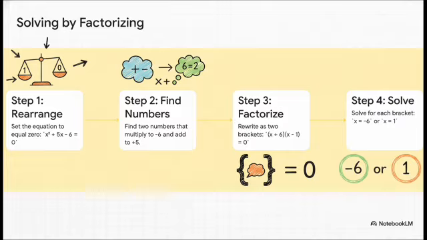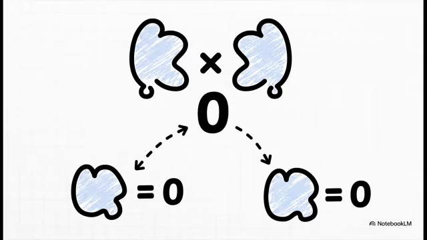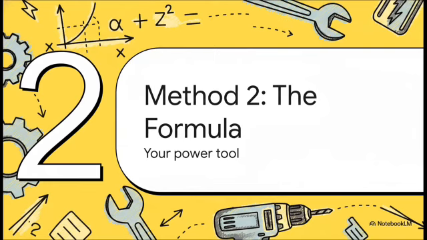Two answers. So why does that last step even work? Why can we just split the brackets up? Well, it's all because of this really simple but powerful idea called the zero product rule. Think about it. If you multiply two things together and the answer is 0, one of those things has to be 0, right? There's no other way. That's the entire logical leap that makes factorizing work as a method. Pretty neat.